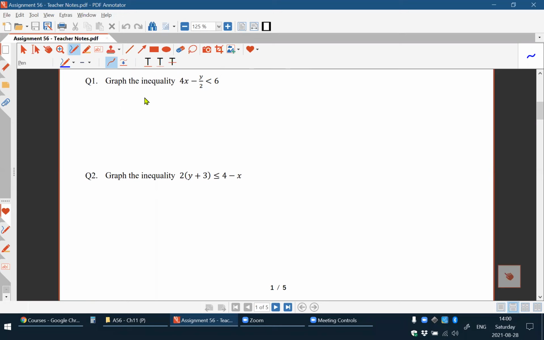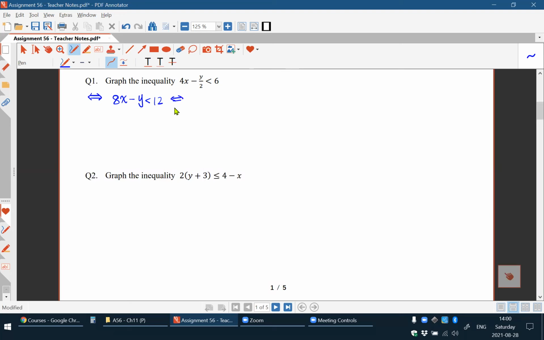All right, to graph this inequality, first of all, we need to find the boundary line, right? So we can use equivalent transformation. The original inequality is equivalent to 8x minus y less than 12. Usually I don't like ratios, so I just multiply the 2 to both sides, which gives us the new equivalent inequality here.